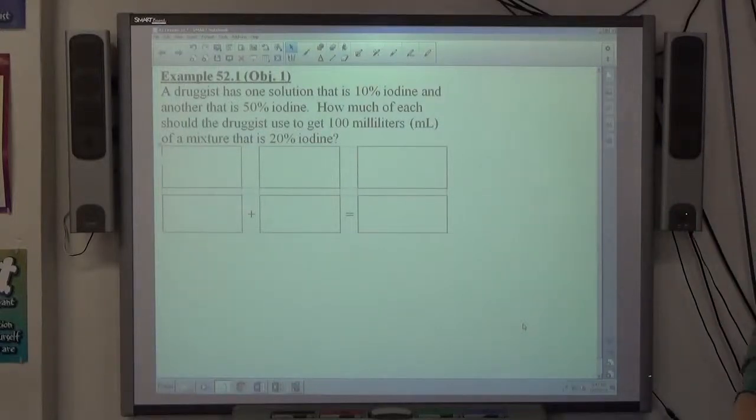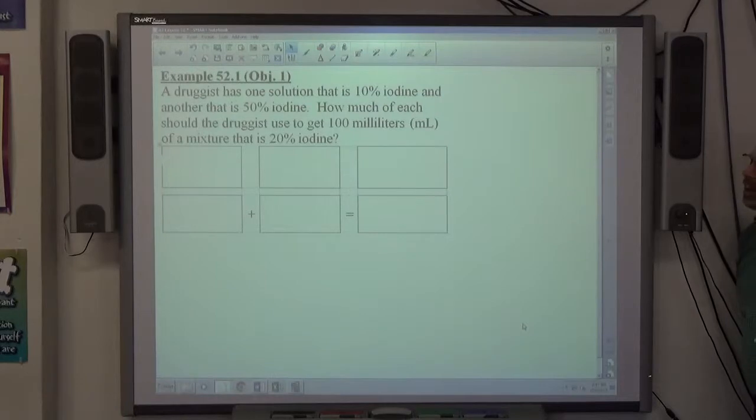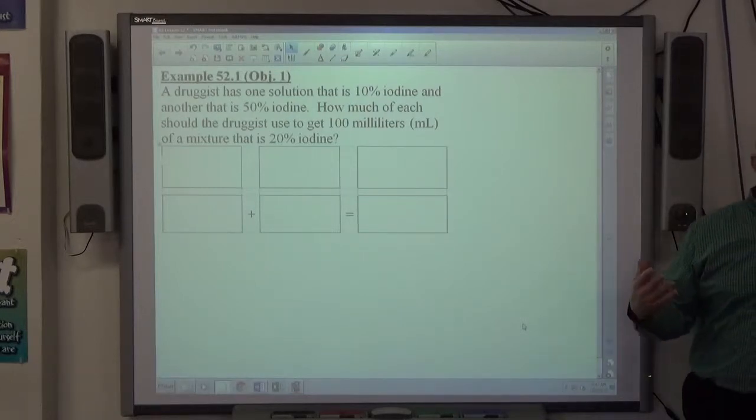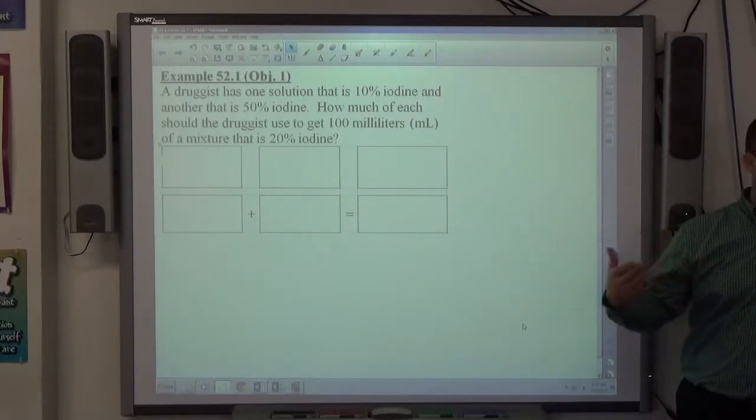Example 1 on lesson 52, a druggist has one solution that's 10% iodine and another that's 50% iodine. How much of each should the druggist use to get 100 milliliters of a mixture that's 20% iodine? So this happens quite often in pharmacies. They'll have specific percentages of medicine, but they'll be asked to give something they don't have.